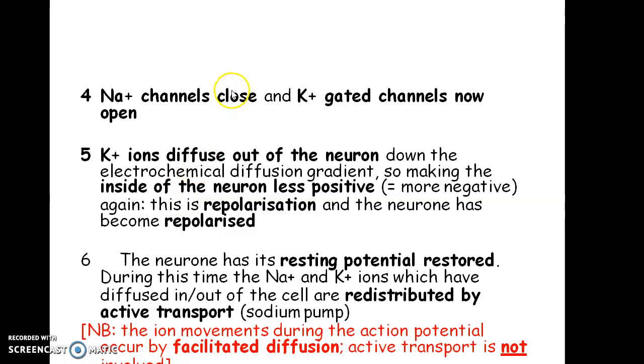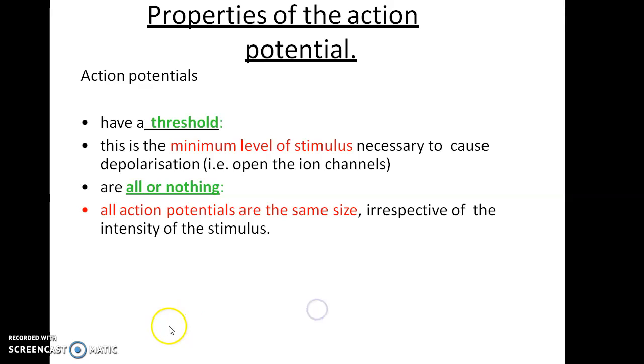Then the sodium ion channels close and the potassium gated channels open, and the potassium ions diffuse outside the neuron, and the inside becomes less electropositive. This condition is known as repolarization, and the neuron is said to be repolarized, as the neuron has its resting potential restored. During this time sodium and potassium ions diffuse in and out of the cell, and they are redistributed by the active pump.